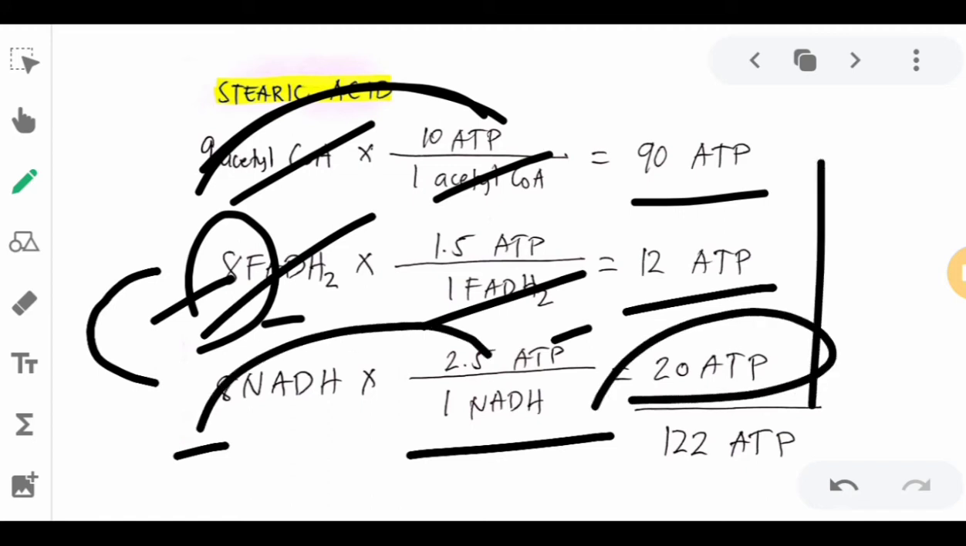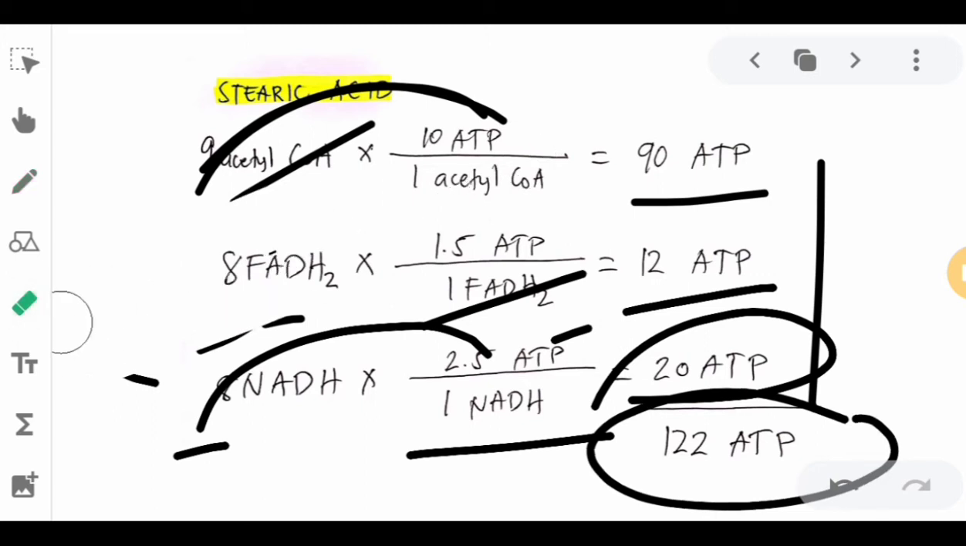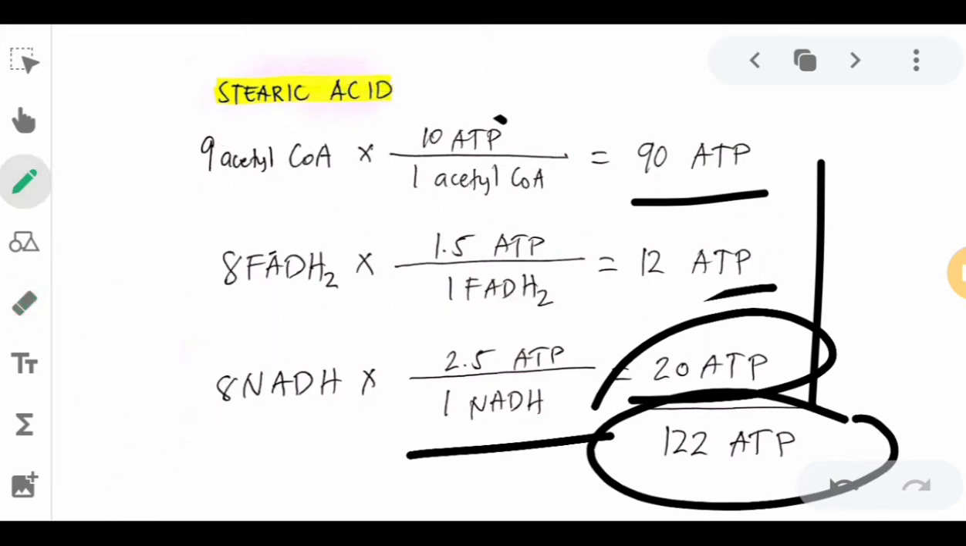And if you will add that, that is 122 ATP. But we have to subtract 2 ATP because in the fatty acid activation, we consume 2 ATP, right? If you will remember, we consume 2 ATP in the activation, or in the bonding of the coenzyme A in the free fatty acid. So, that will be your ATP from the fatty acid activation.